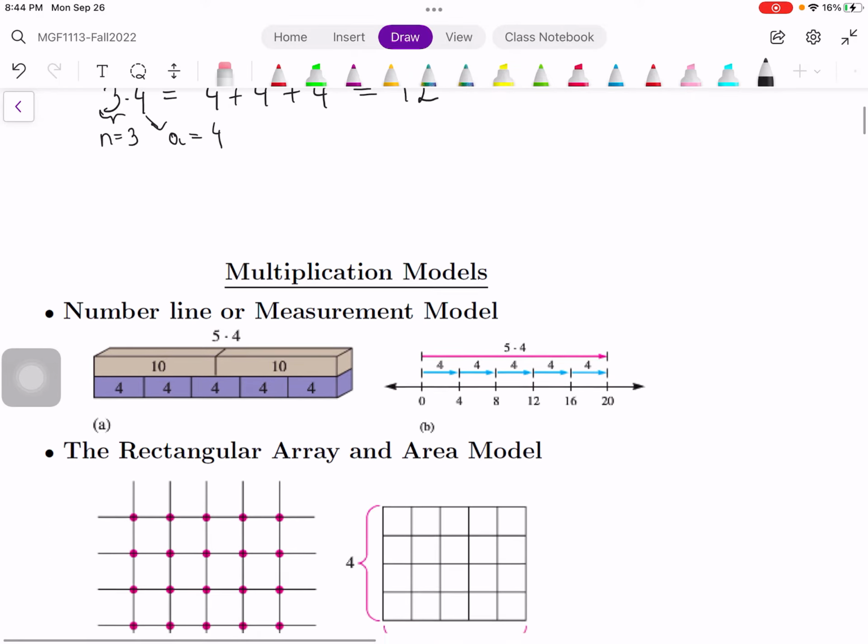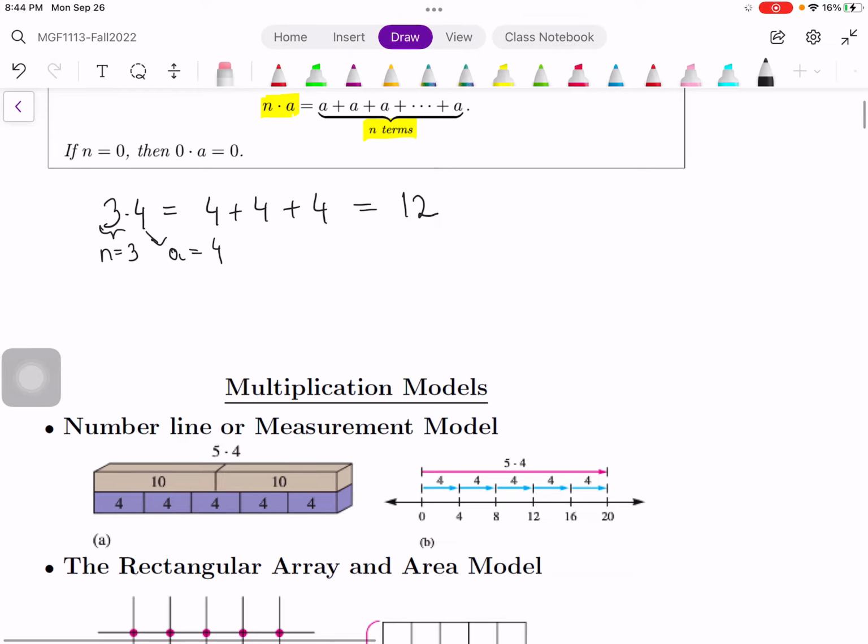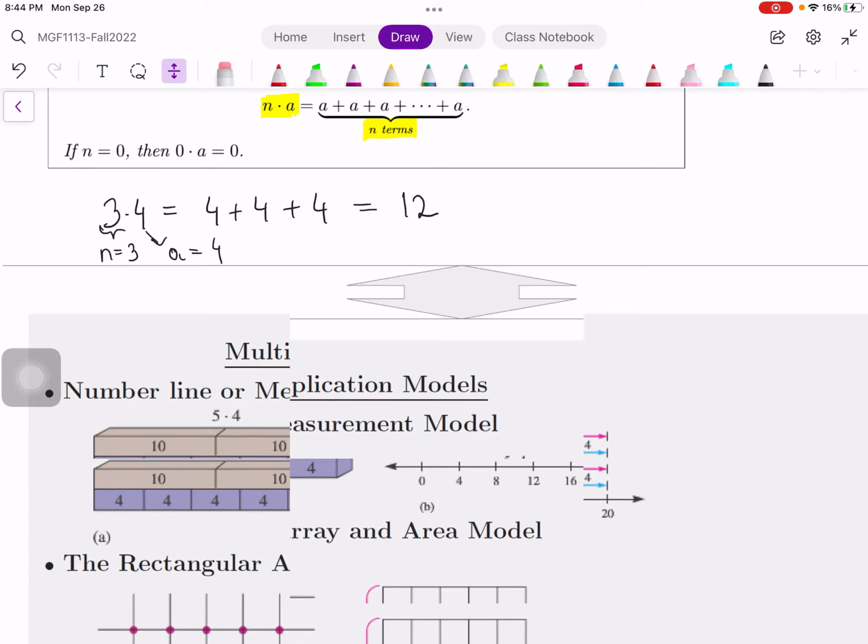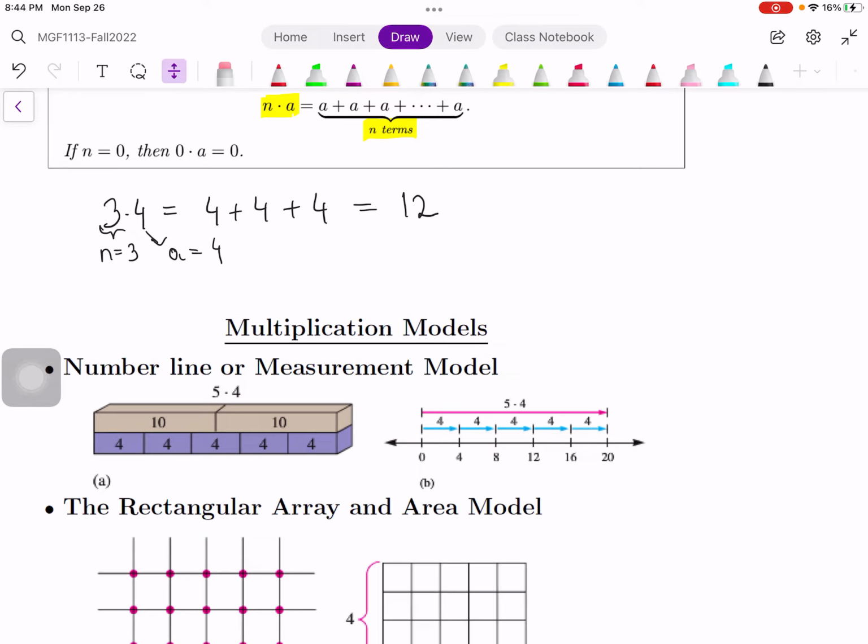Now, when you show this definition of multiplication using models, the most intuitive one, the one that demonstrates this repeated addition approach, is through blocks or number lines or sometimes sets. I'm going to explain that in a second, but let's go through blocks first.